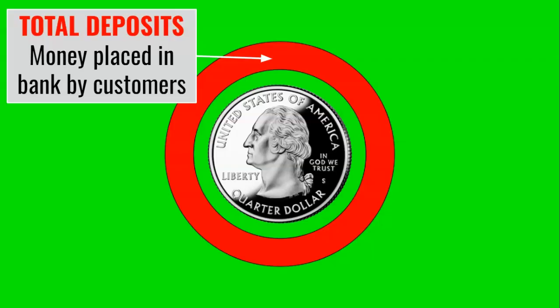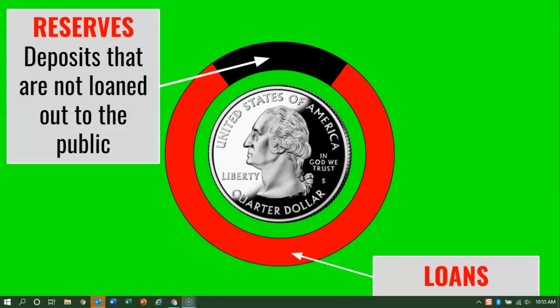Before we get there, a little bit of vocabulary. When money is put into banks, it's called deposits. And so the total deposits in the bank is all of the money that customers have placed in the bank. Those deposits can then be broken down into different categories. The deposits can either be loaned out to people or they can be what are called reserves. And reserves are simply deposits that have not yet been loaned out to the public.